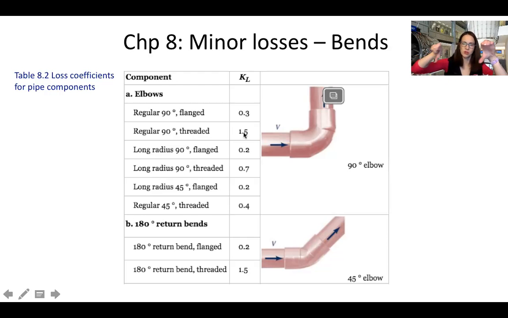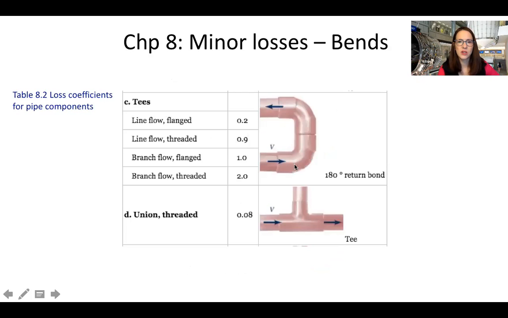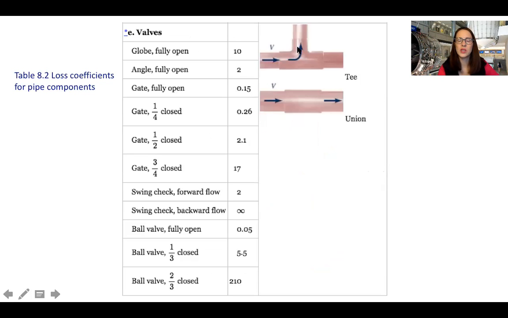Flanged is when you can just sort of fit them together and they stick due to friction. You've got 180-degree bends and associated loss coefficients here. You've got T's here where you have flow coming in and meeting a perpendicular stream. And then you've got unions. You've got T unions and regular unions.